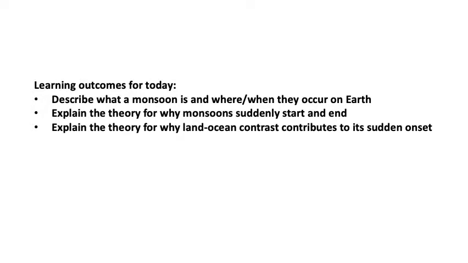All right, so I'm going to provide some learning outcomes for today, especially because this stuff is not in our book. So we're going to be going directly to primary literature to talk about this. First, the goal is to be able to describe what a monsoon is and where and when they occur on Earth. Explain the theory for why monsoons suddenly start and end, and explain the theory for why land-ocean contrast contributes to its sudden onset.